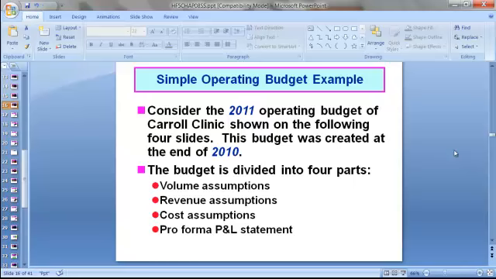They use Carroll Clinic, and this budget was created at the end of 2010. The budget is divided into four parts: volume assumptions, revenue assumptions, cost assumptions, and on the bottom a pro forma P&L statement. We're going to go through those sections, and then we're going to jump into the Excel sheet and review it there, and we'll be staying in Excel for a while doing a lot of the variances.